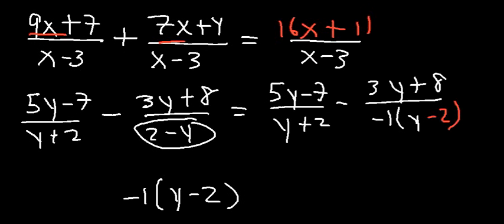We still don't have common denominators. So we're going to have to do something different here. All right, these two negative signs will cancel and become positive. So to get common denominators in this case, what we're going to do is multiply this side by y plus 2, top and bottom. And for this one, we're going to multiply by y minus 2.